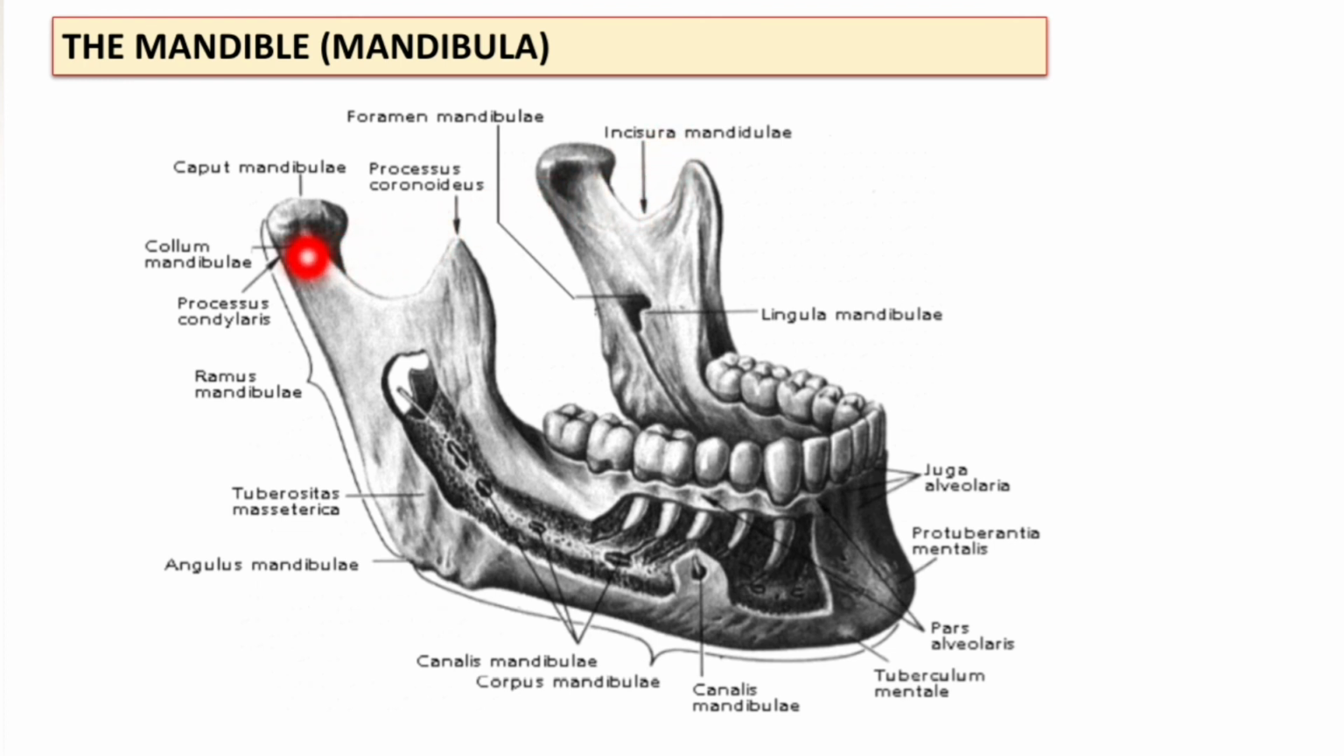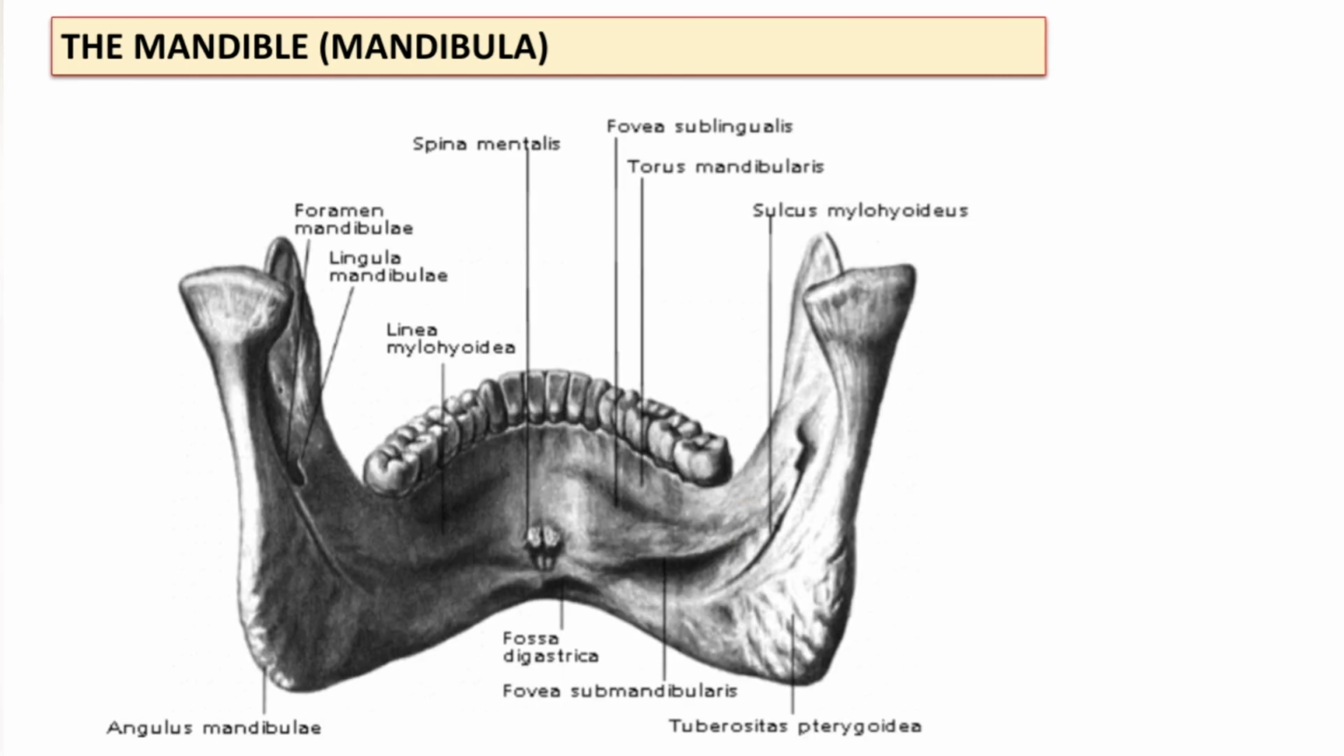The condylar process has a caput mandibulae, the head of the mandible, which articulates with the mandibular fossa on the temporal bone, forming the temporomandibular joint. You can also see the neck here, the neck of the mandible, collum mandibulae. What else? I think that's all about the mandible, right? So you need to go to school, find the bone, and look at these important features.